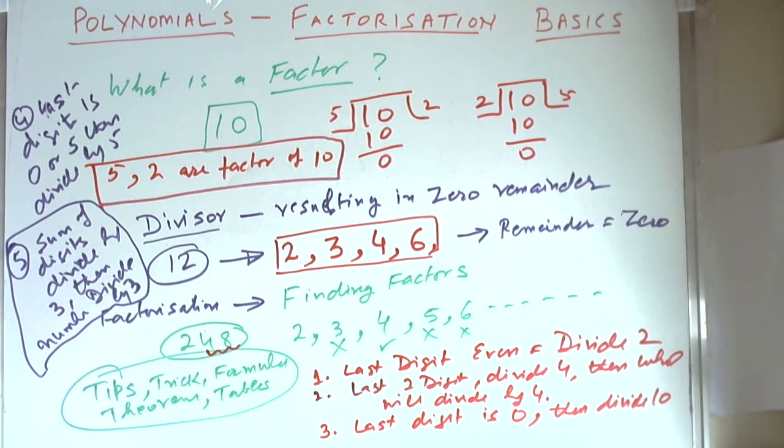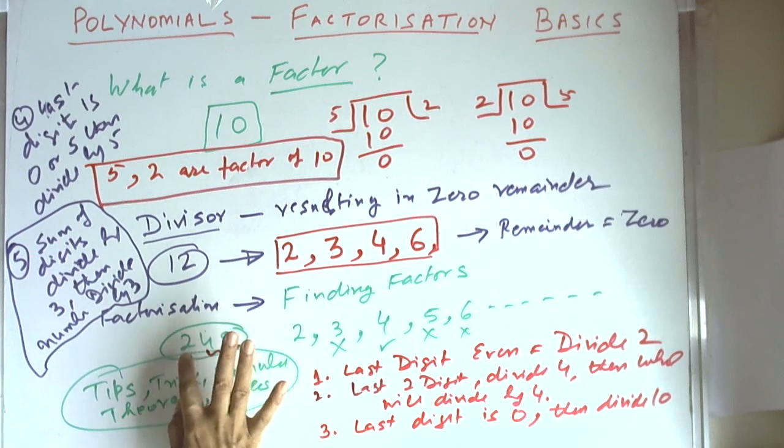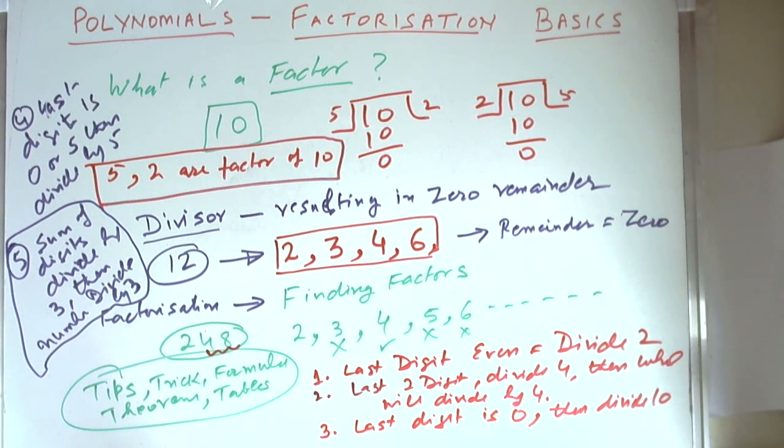So these are a few tips and tricks which we have learned earlier, and I am just repeating them. If the last digit is even, then we know the number will divide by 2. If the last two digits divide by 4, then the whole number will divide by 4. If the last digit is 0, then the whole number will divide by 10. If the last digit is 0 or 5, then the whole number will divide by 5. And if the sum of the digits of the number divides by 3, then the number will completely divide by 3.